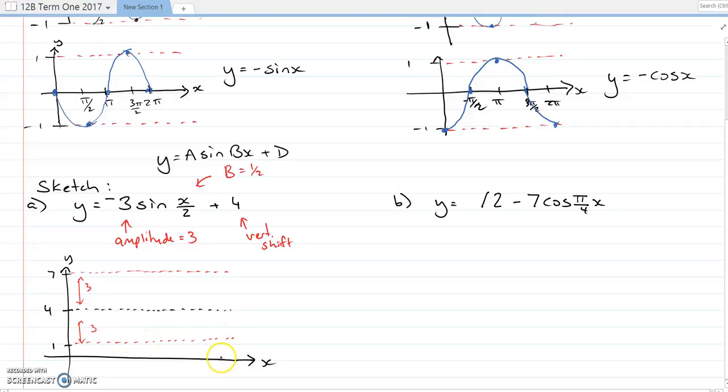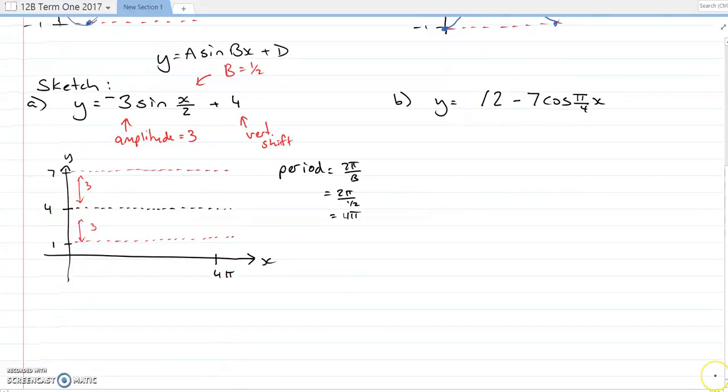Now we'll mark in one period. It's going to end right here. Normally it would be 2 pi, but we have to adjust for the b, the value of b. Just remember, period equals 2 pi divided by b. So it equals 2 pi divided by a half. Just remembering, dividing by a fraction is the same as timesing by the upside down, the reciprocal of that fraction, so you get 4 pi. So period is 4 pi.